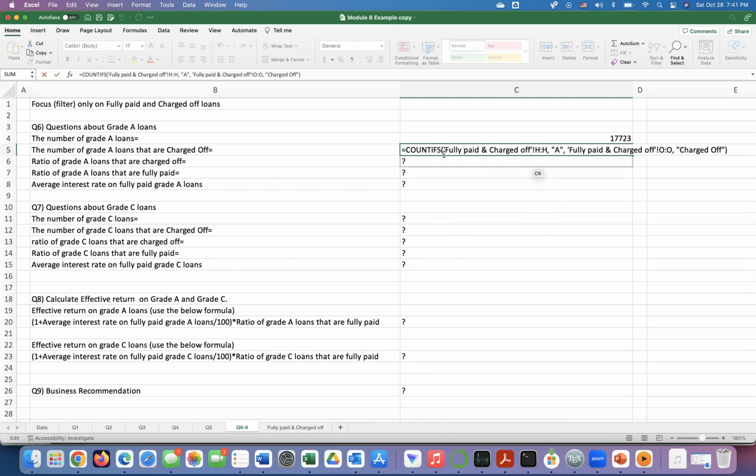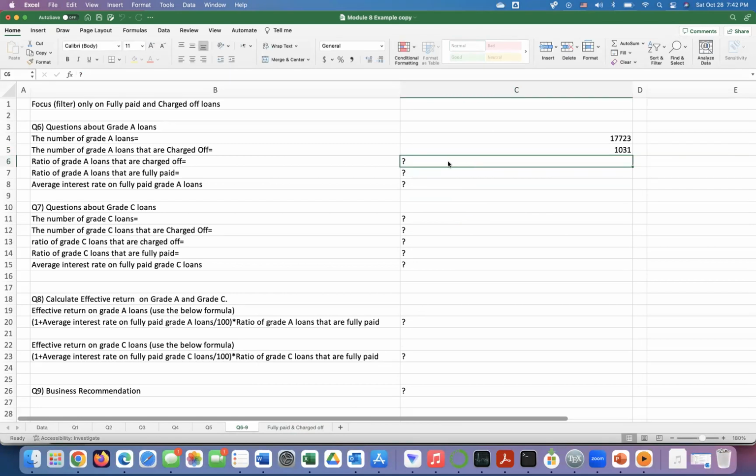So you don't have to call this tab fully paid and charge off. You can also just call it FPCO, whatever you want to. But then, ratio of grade A loans that are charged off. What percentage, what ratio of them are charged off? So this one is easily just this guy divided by this guy. 0.0581 of grade A loans are charged off.